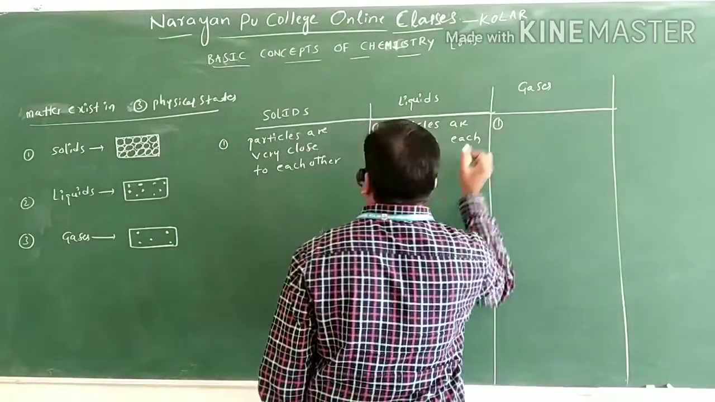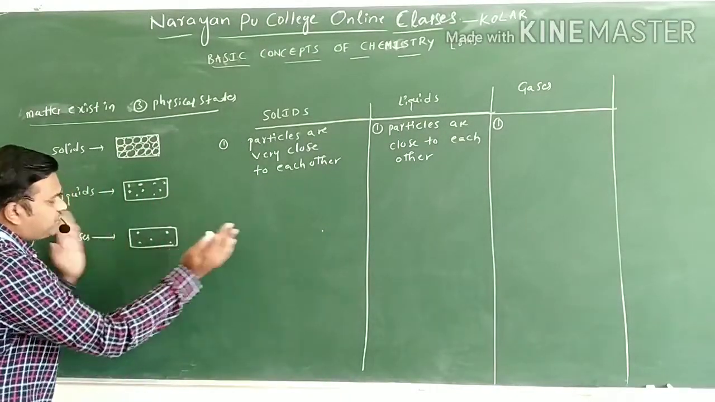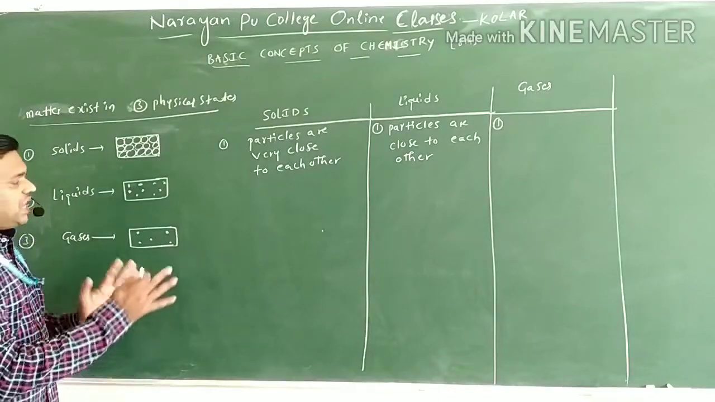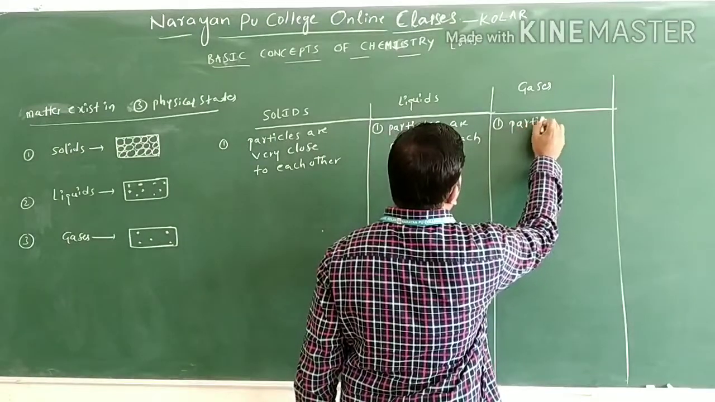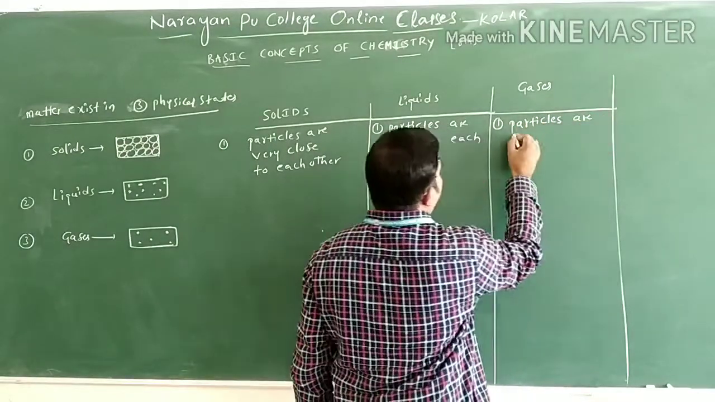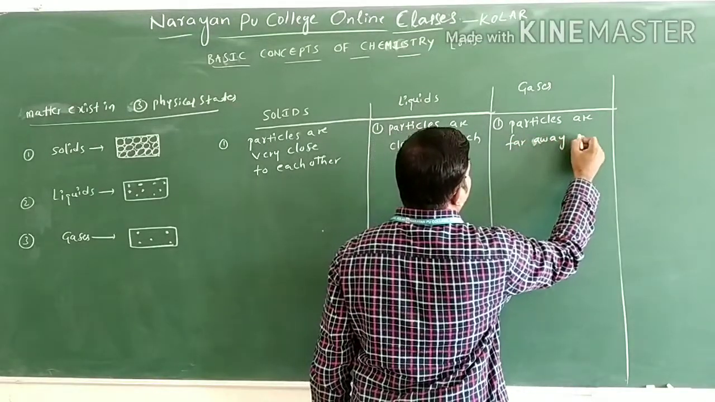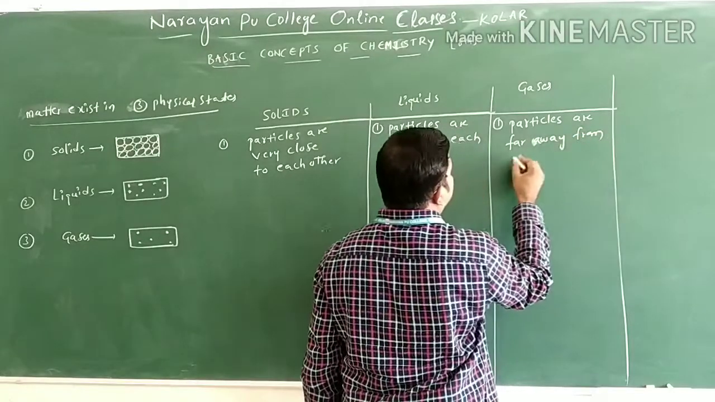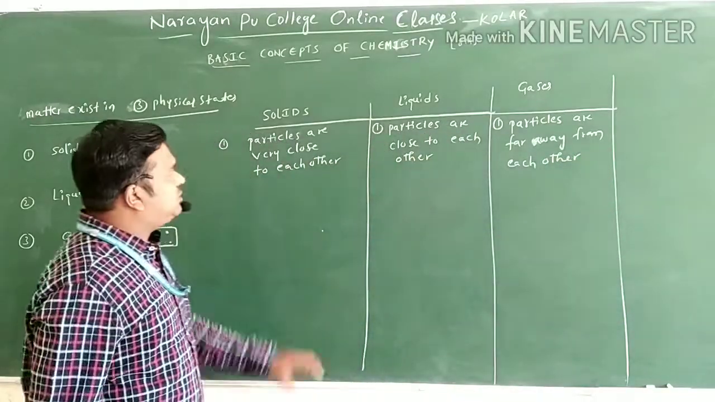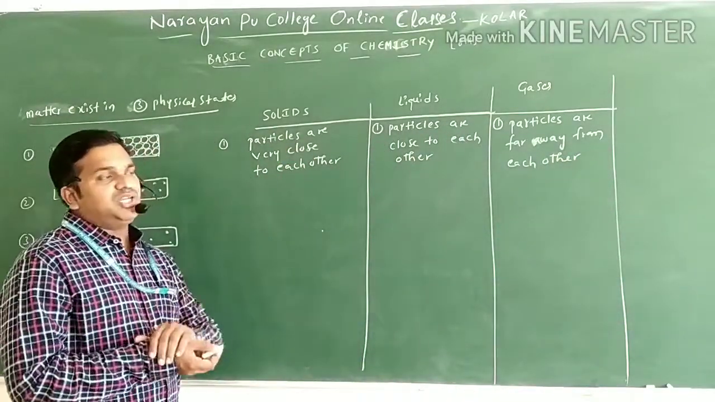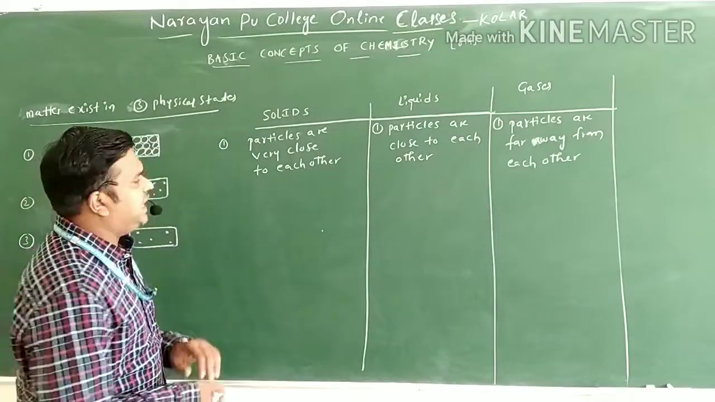You can see in the case of gases, the particles are far away from each other. The particles are what? Far away from each other. So we will write one more point here: particles are far away from each other. Okay, so this is the first point, which is related to the arrangement of the particles, how the particles are present in solids, liquids and gases.